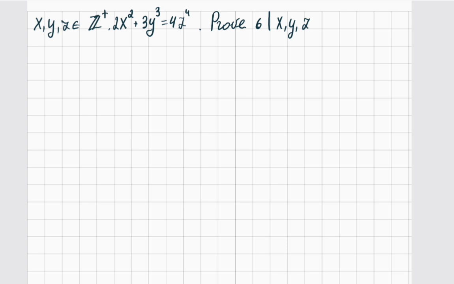Firstly, we see that 2x squared and 4 times z to the power 4 are even numbers. That is why 3 times y cubed should be an even number also. However, 3 is not an even number, so y cubed, which means y itself, must be an even number. So we know that y is even. Let's say y is 2b.